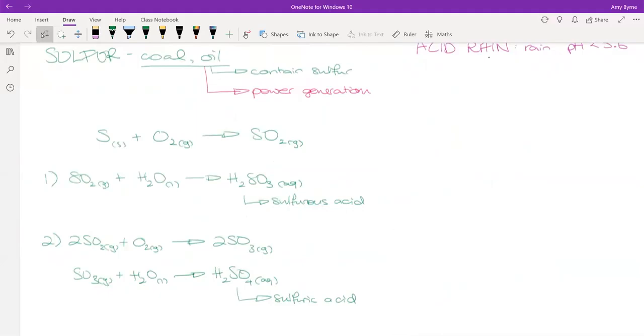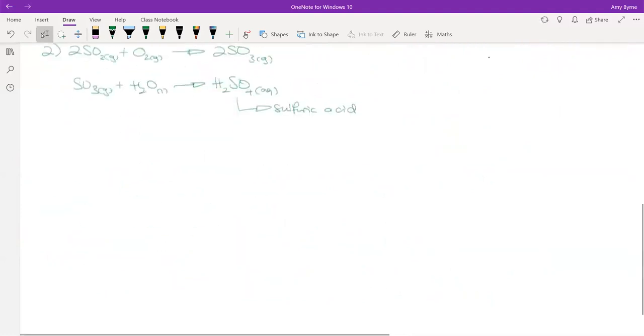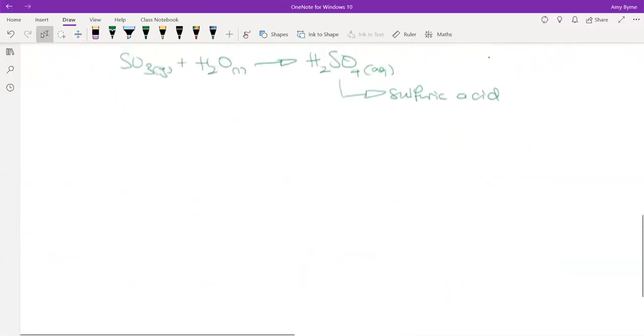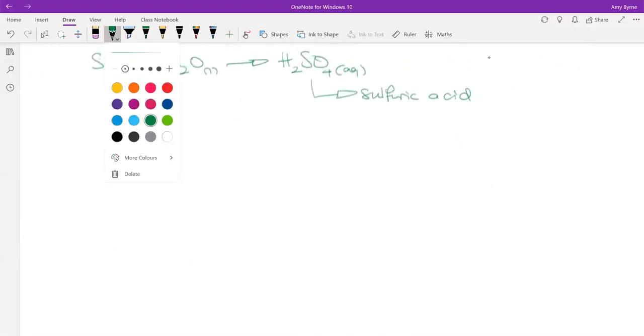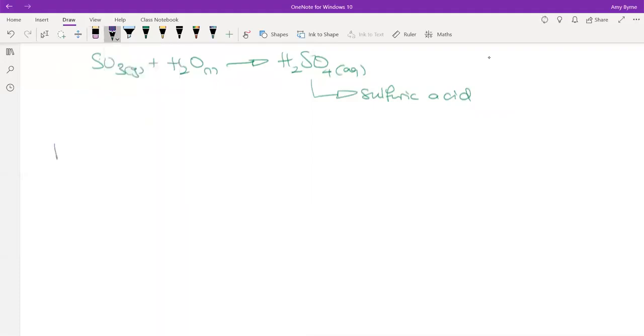Now, I can control this in two different ways, and it depends on when I want to control it. So I can either control the amount of sulfur by doing what's called precombustion.